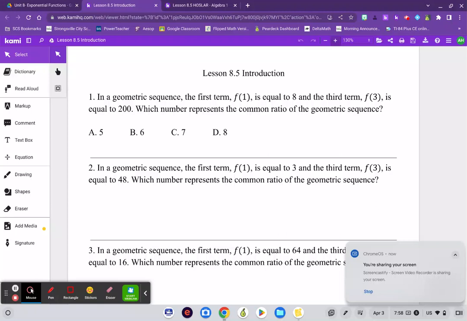Hassler here. I'm going to do the lesson for 8.5, but before we do that, I just want to do a couple introduction problems so that you can understand why we end up doing what we do during lesson 5.